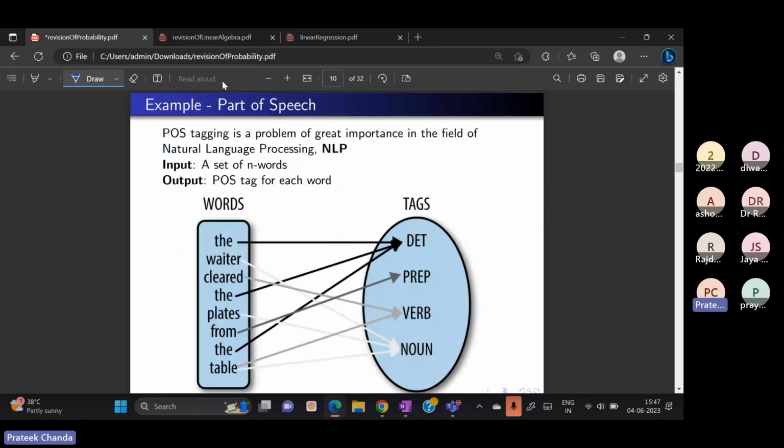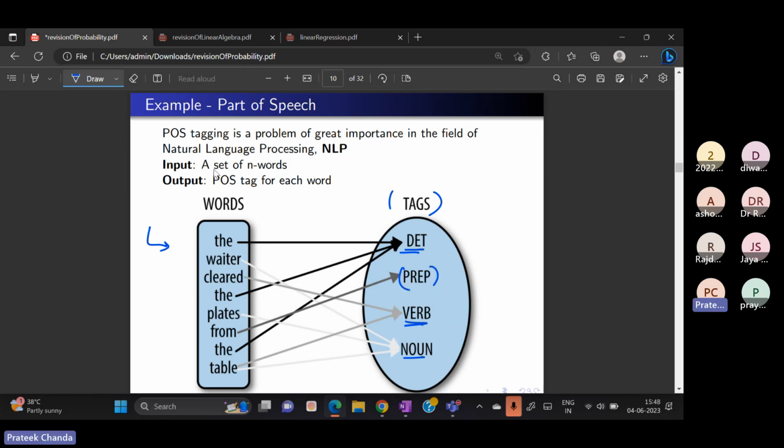I'm just giving an example first here. Let's say you have a part of speech application, and you are given a set of words, the words in a sentence, and you want to map these words to particular part of speech tags. So "the" can be mapped to determiner, or det. "Plates" can be mapped to noun. "Cleared" can be mapped to verb. Similarly for preposition and all.